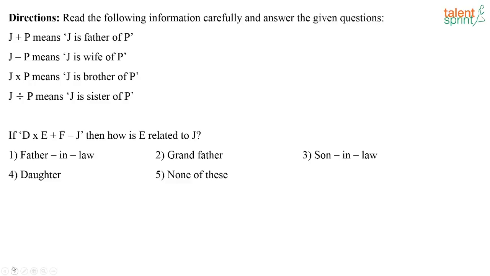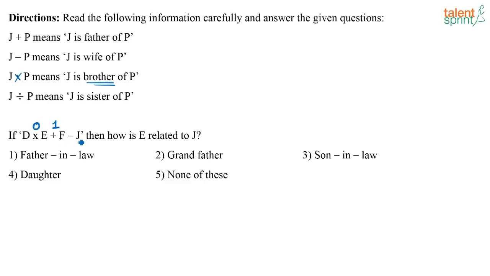How do you solve this? See, look at the generation gap between all these people. Now D cross E. D cross E means, this into symbol represents brother. So these two people are in the same generation. So here what should you put? You should put a 0, right? Because these two are in the same generation. Then you have E plus F. E plus F means E is the father of F. So the generation gap between E and F is 1.